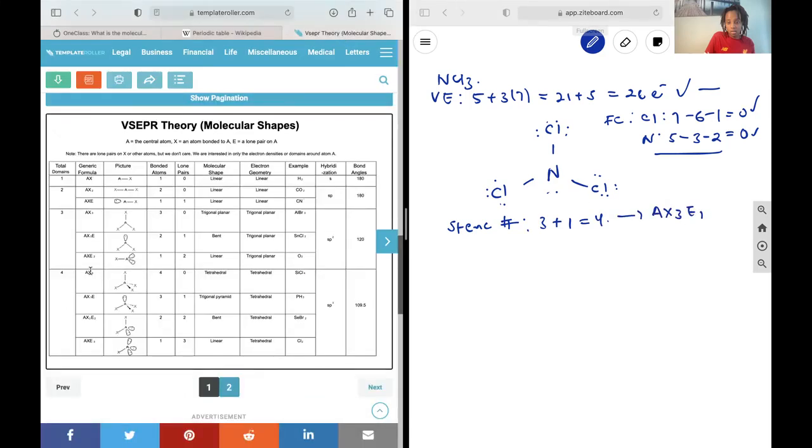Go to the VSEPR theory. The total number of domains are 4, and so the version of it with no lone pairs is going to be our electron geometry, and it just doesn't account for which ones are in bonding pairs and which ones are lone pairs. And so its electron geometry is going to be tetrahedral, but its molecular geometry will account for which ones are lone pairs and bonding pairs. And we know that we have 3 bonding pairs and 1 lone pair, so it's going to be trigonal pyramidal.